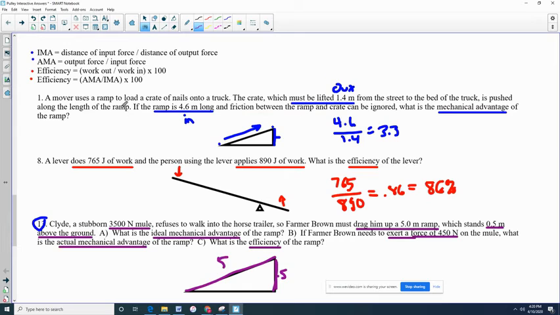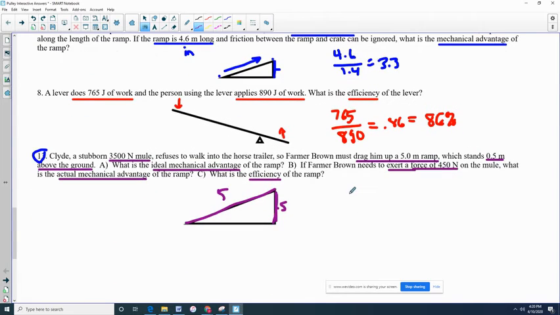So if we come back up here and look at the formula, the ideal mechanical advantage is the distance of the input divided by the distance of the output. The input is 5 meters. The output is 0.5 meters. And so that's going to give us an ideal mechanical advantage of 10. So Farmer Brown is going to exert a force of 450 newtons to lift Clyde.